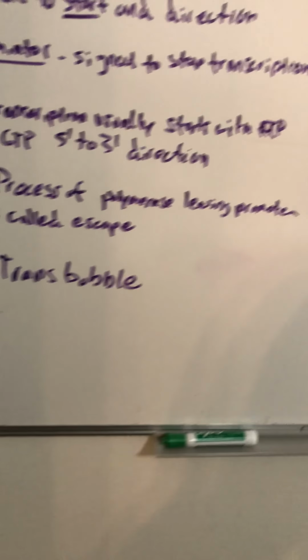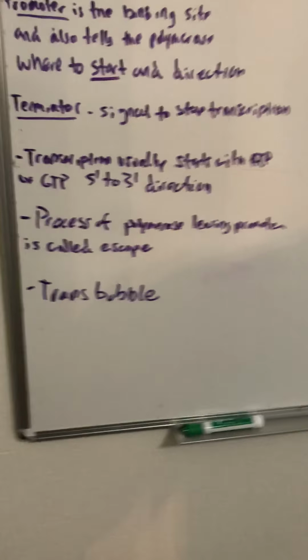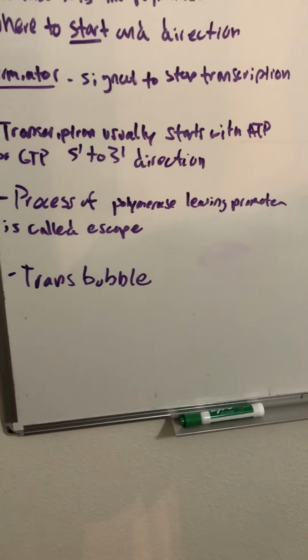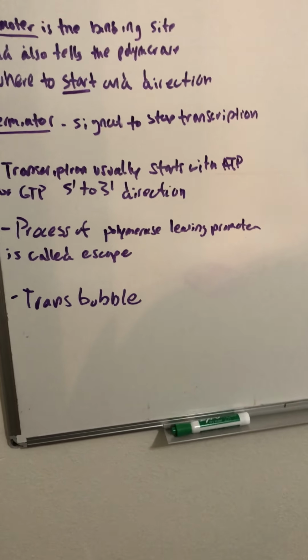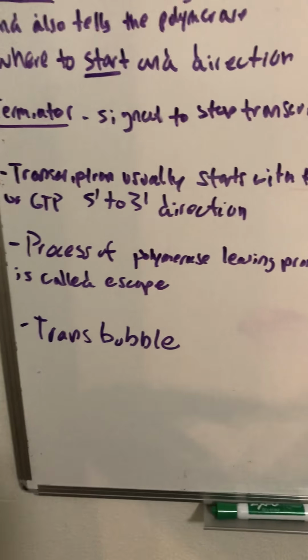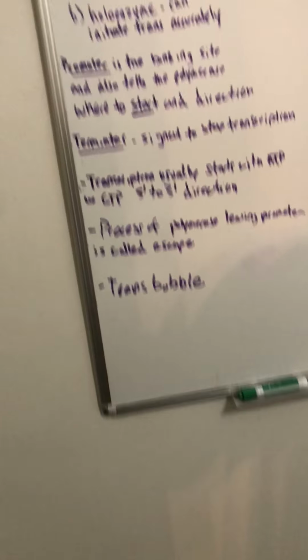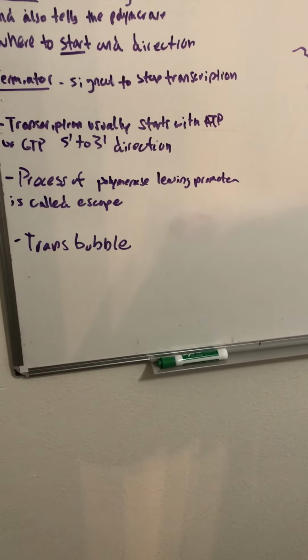And the process of the polymerase leaving, basically breaking away from the promoter and then going down to transcribe more information, more RNA, is called escape. And each time the polymerase does that, it modifies itself, or it breaks off a little piece of itself, and each time it goes down, the bond is getting weaker and weaker.